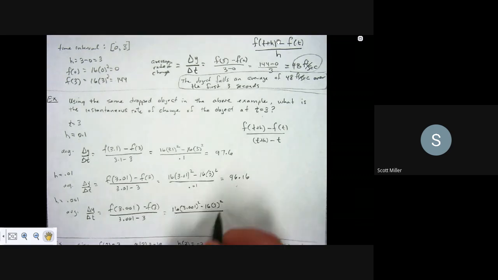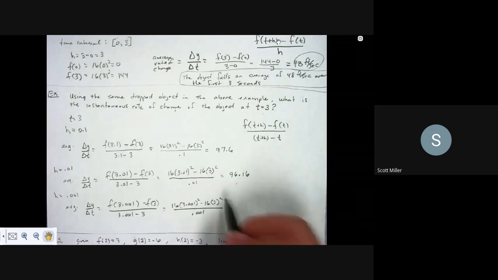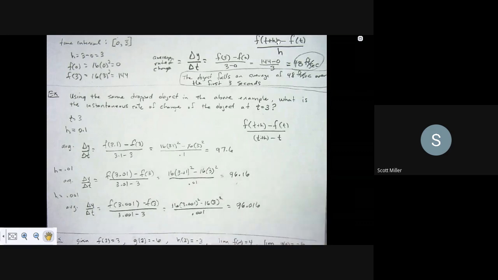And you should pause and try this on your own to make sure you can use your calculator properly. You can also use Desmos if you don't have a graphing calculator yet. Okay. And we type this into our calculator, and you notice we're going to get 96.016.